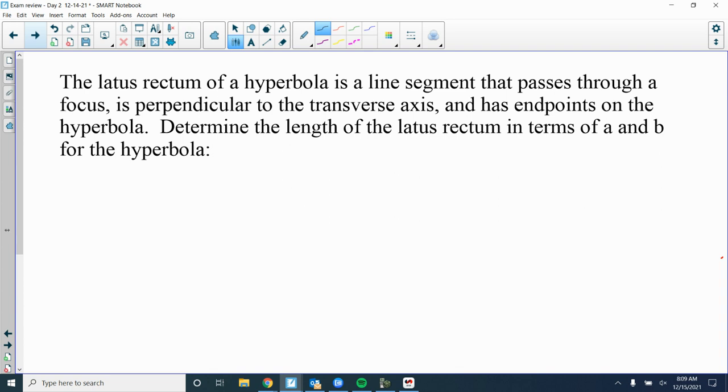All right, you know what the latus rectum of a parabola is? That's a distance of 4a. But this is not a parabola. It says the latus rectum of a hyperbola is a line segment that passes through a focus, is perpendicular to the transverse axis, and has endpoints on the hyperbola. Okay, determine the length of the latus rectum in terms of a and b for the hyperbola. Oh, I don't have it up there. It should be x squared over a squared minus y squared over b squared equals 1.